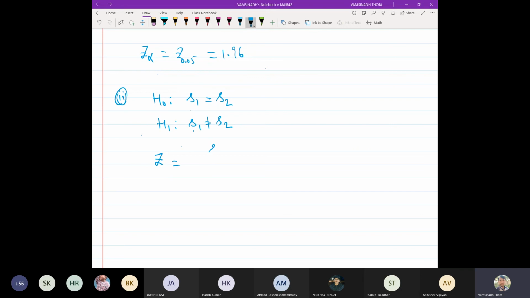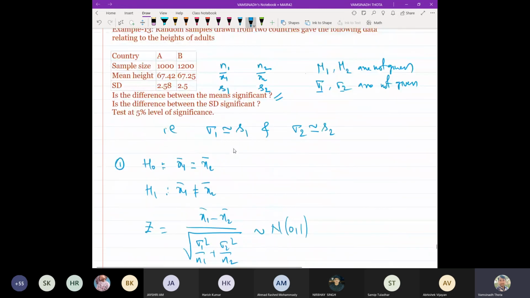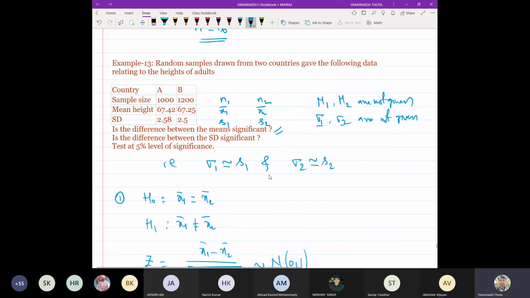Now, what is the test statistic? S1 minus S2 upon the square root of sigma 1 square upon 2 n1 plus sigma 2 square upon 2 n2. By the central limit theorem, for large samples it follows the standard normal distribution. But again, here also the same question comes. Sigma 1 and sigma 2 are unknown, and hence both of them will be approximated with the sample standard deviations itself.